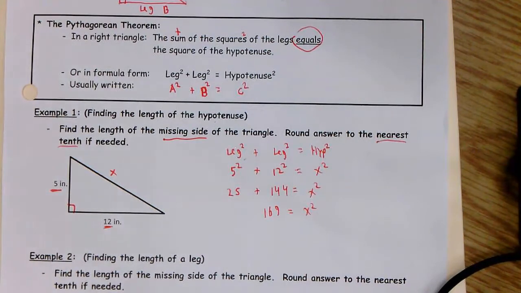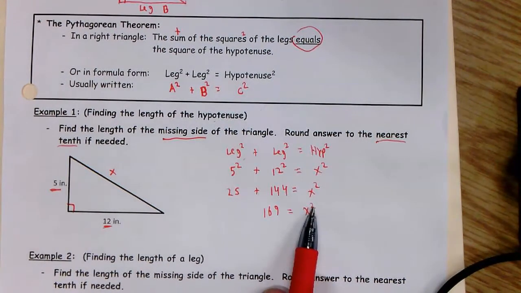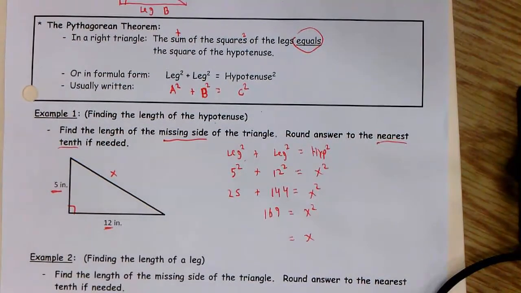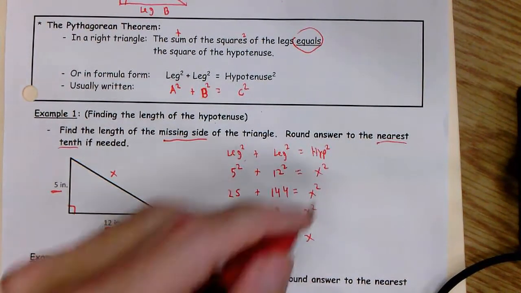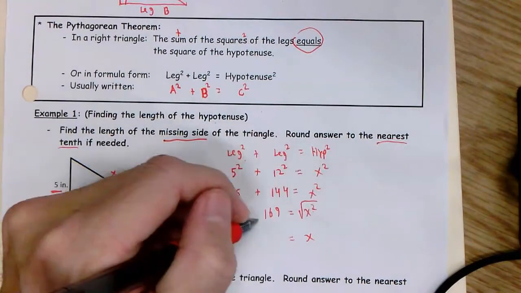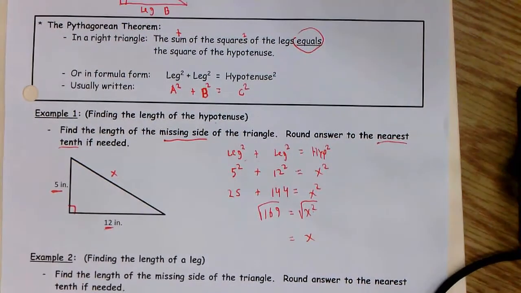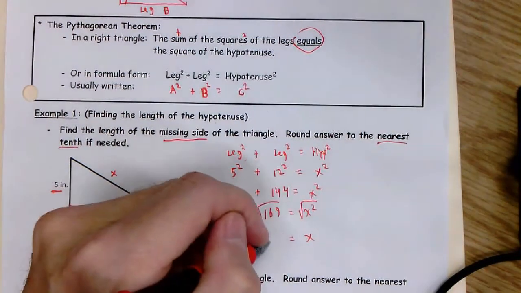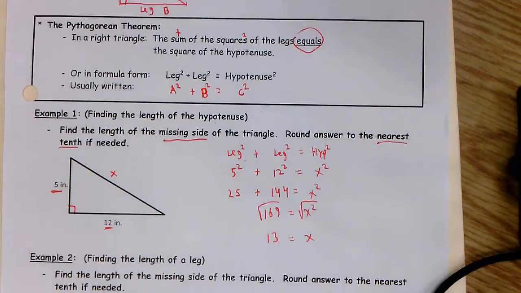So then, how do I get rid of the exponent 2 so the x can be by itself? Well, remember, you get rid of it by doing the opposite operation. The opposite of squaring the x is taking the square root of both sides. And on my calculator, when I take the square root of 169, it turns out to be a whole number, 13.